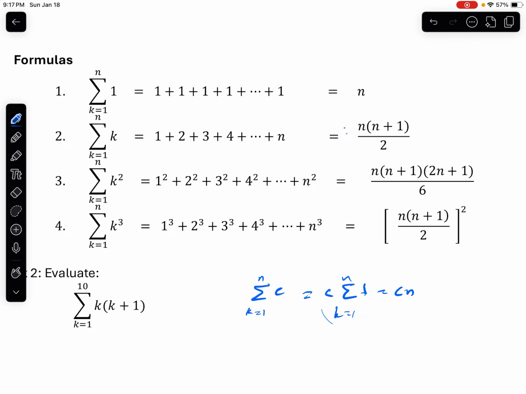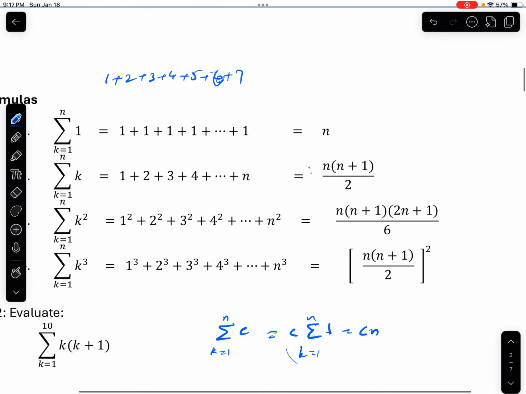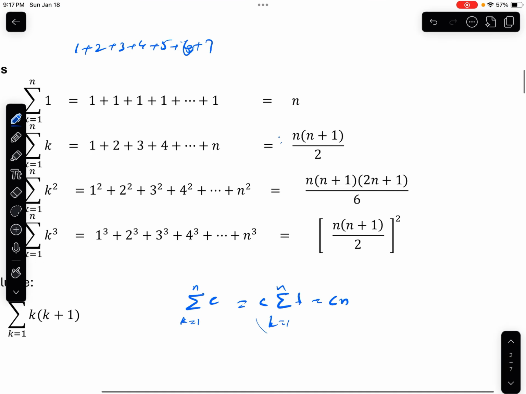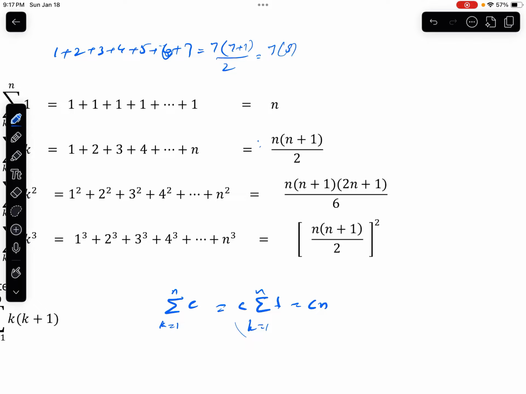Okay? You can try, for example, 1 plus 2 plus 3 plus 4 plus 5 plus 6, let's say plus 7. If you want to see what this sum is according to this rule, my n is 7, so it is equal to 7 into 7 plus 1 over 2, which means 7 into 8 over 2, but 2 cancels, so we get 28. Now let's actually count and see what we get.